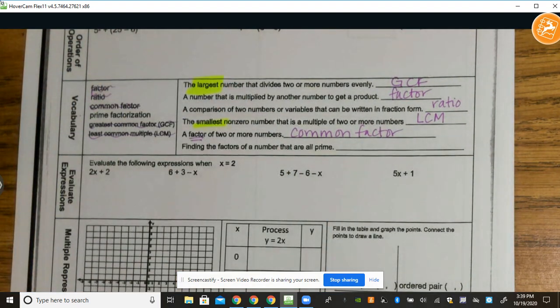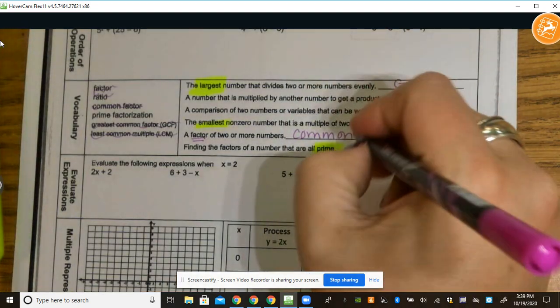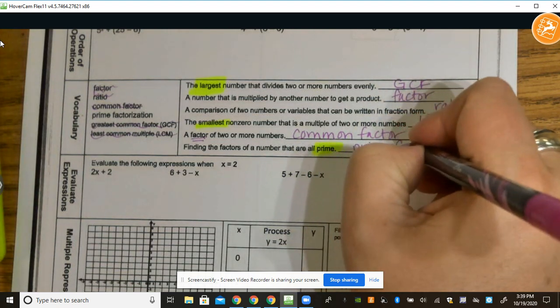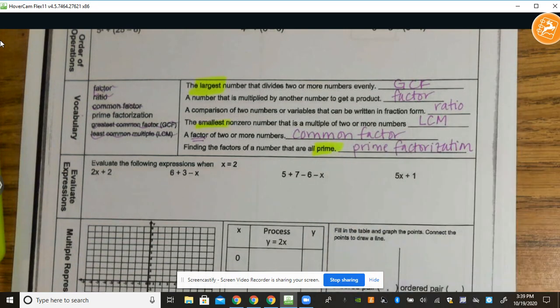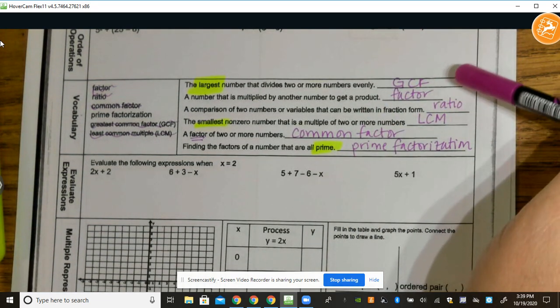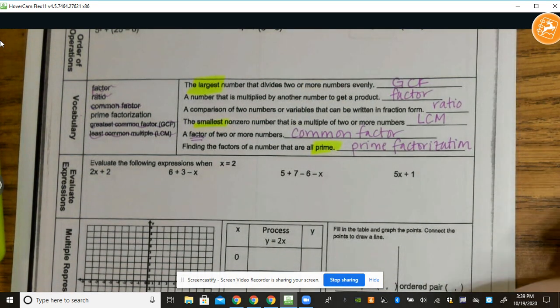And the last one, finding the factors of a number that are all prime, the keyword there is prime factorization. So there are your new vocabulary terms. We've already done it, so hopefully this is one thing that when I check your Builder you do not have blank, because I did this in class.